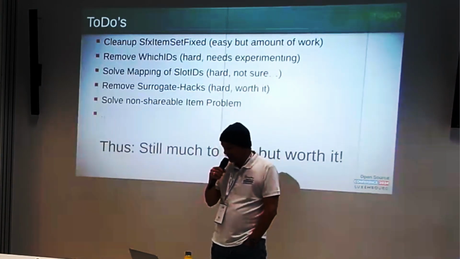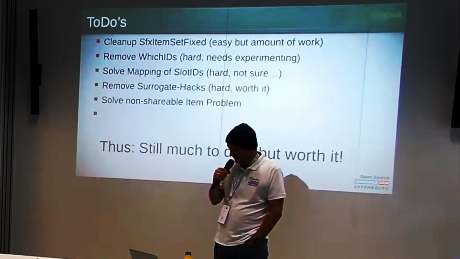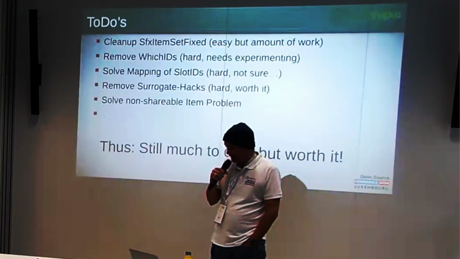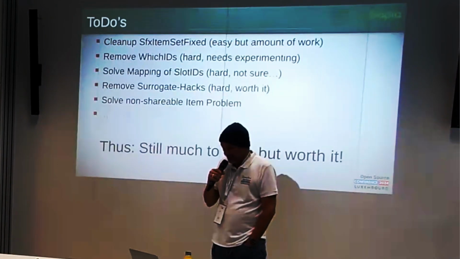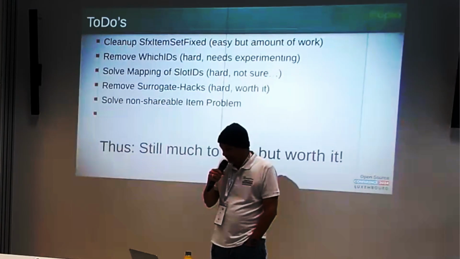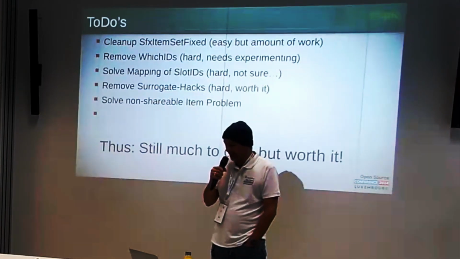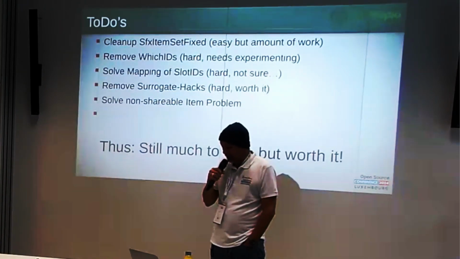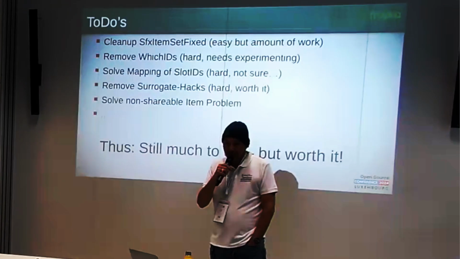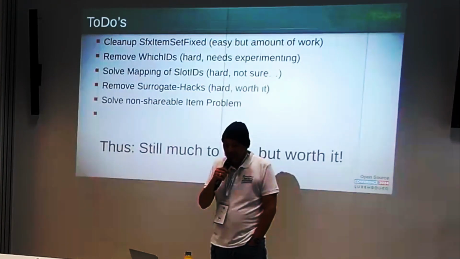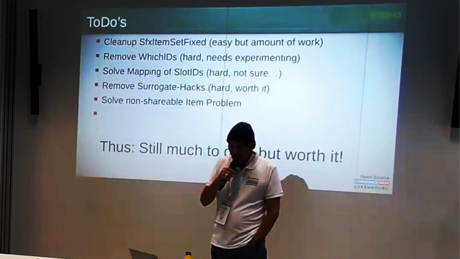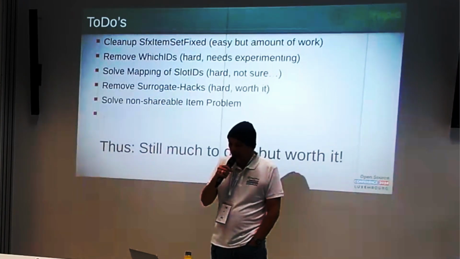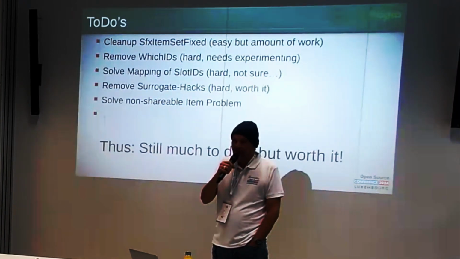Clean up as if item set fixed. Easy, but amount of work. Remove which IDs. Hard, but now possible. The which ranges could be removed. Solve mapping of slot IDs. That's hard. And remove the surrogate hacks. That should be doable because every place where that happens is more or less avoiding to iterate the needed model data yourself.